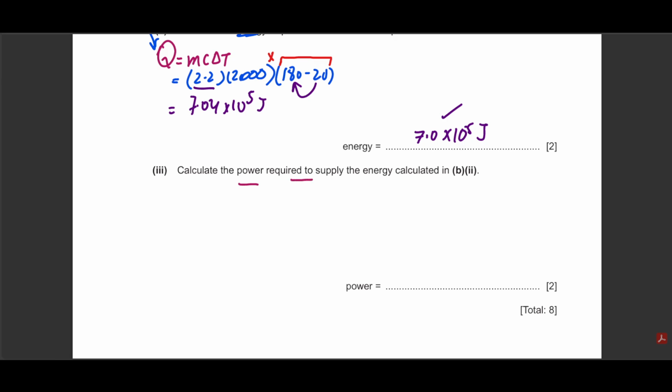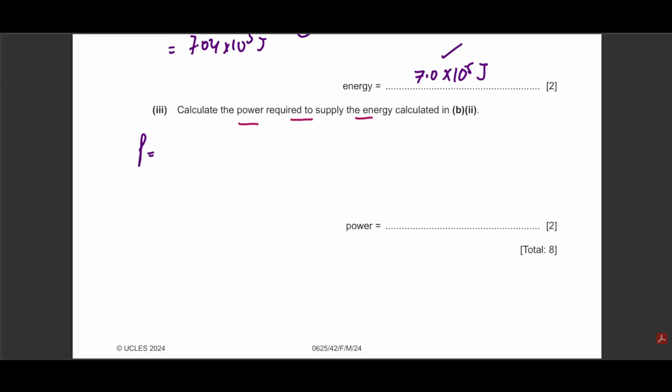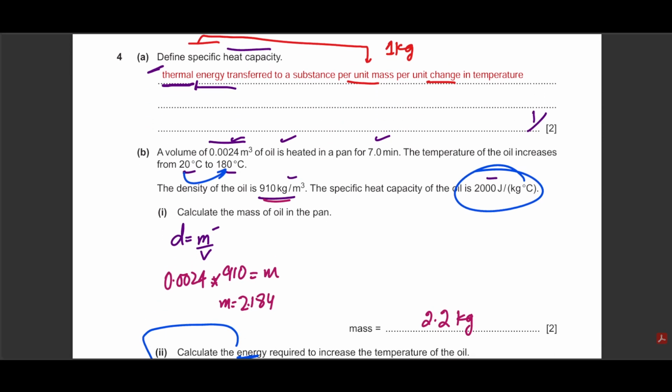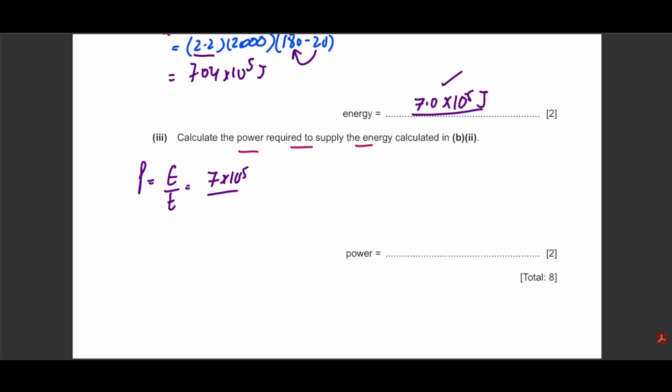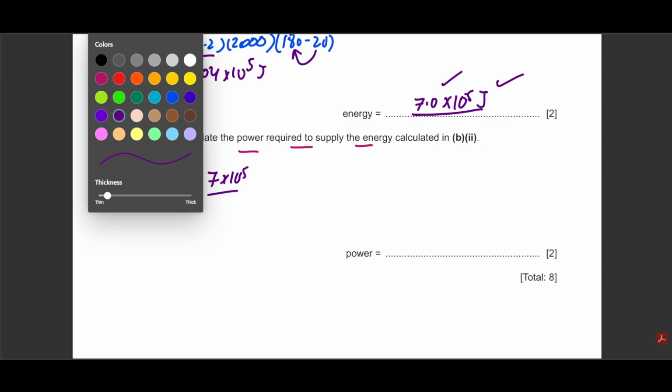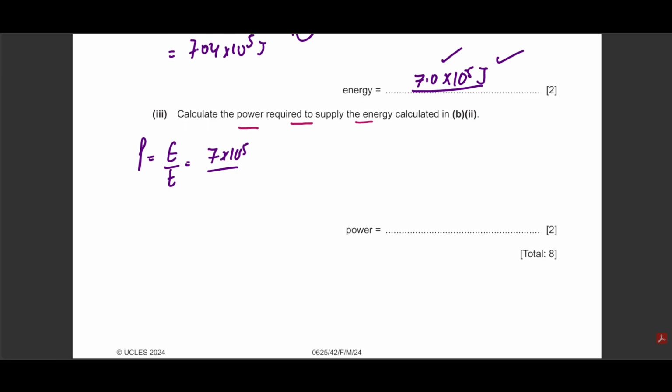Calculate the power required to supply. This is again a generic question, not a random question, but a repeated question. So for power, we have energy or work done divided by time. Energy was found in the previous part, which will be 7 into 10 raised to power 5 divided by time. So I should have some time in this question. It was given to me, I think, as 7 minutes. Yes. So I want to achieve this task of changing the temperature of oil from 20 to 180 in a matter of 7 minutes. And the time is going to be in seconds. So that's why I multiply with 60.